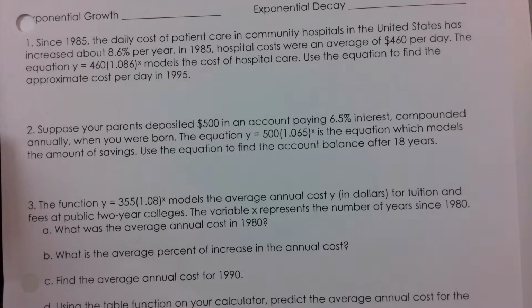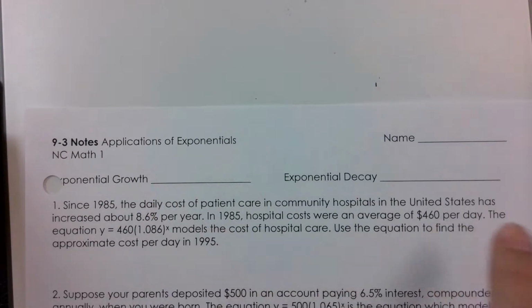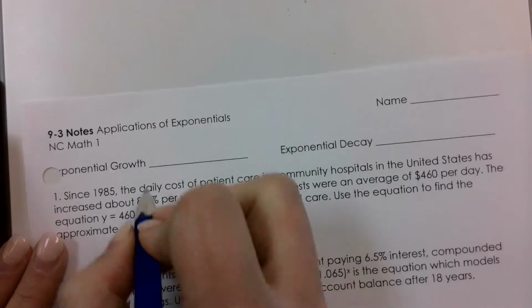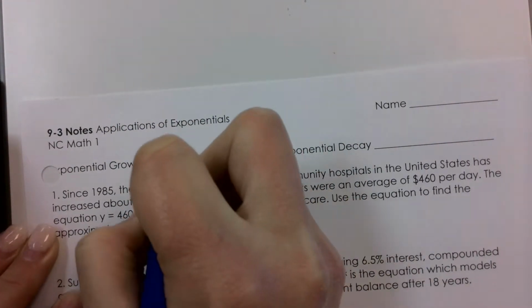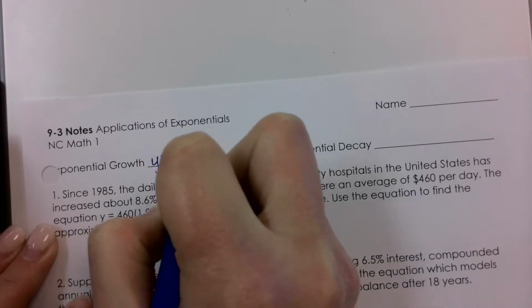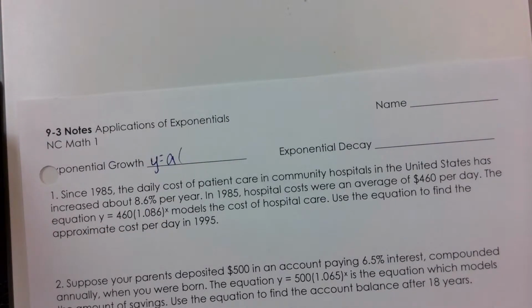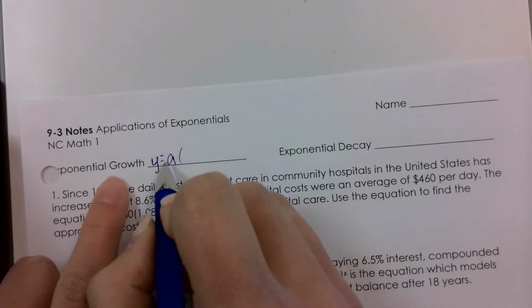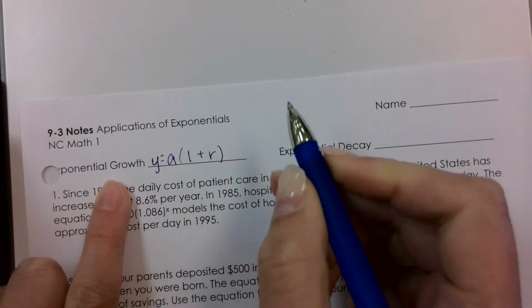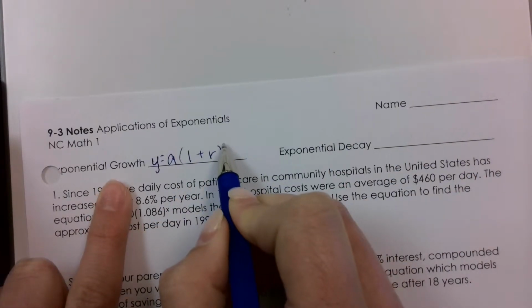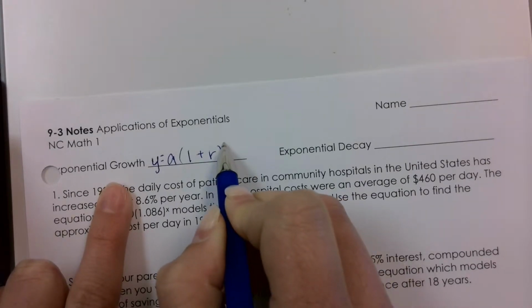Alright, so the very top here, we need to write in our functions for exponential growth and exponential decay. So we know we're going to have y equals, then what? A, and what does that A stand for? Initial amount, so whatever you start with. What goes inside your parentheses? If we're talking about growth, what are we going to put? 1 plus r, and then what else do you need? X is where? Your exponent.